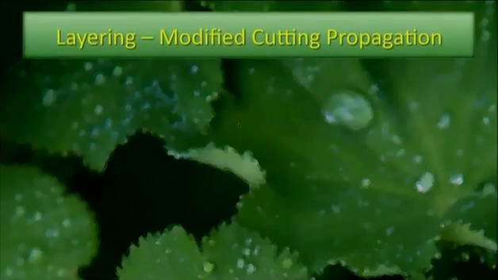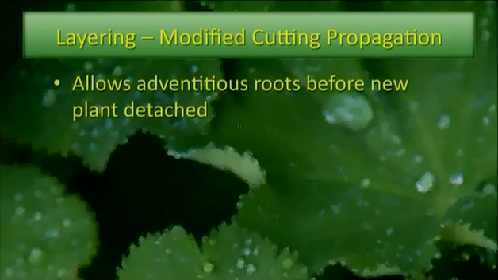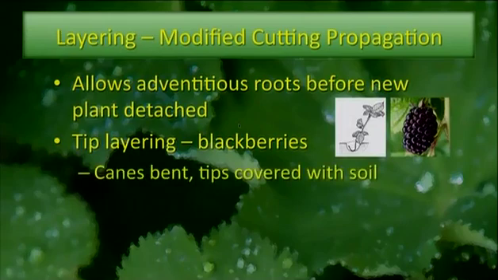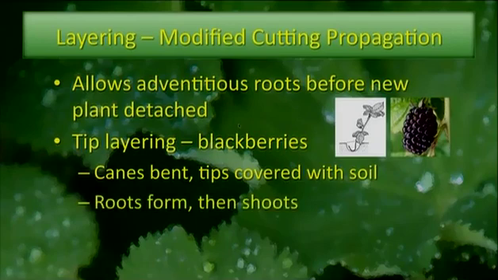Now there's a method called layering, which is a modified cutting propagation technique. It allows adventitious roots before the new plant is detached. So you have tip layering in blackberries. Other plants with a flexible stem can also be propagated this way. They bend the canes over and cover the tips with soil. Then roots form, then shoots. Some variations: you can force a stem to lie horizontally and cover it with soil at intervals, or you can pile up soil around the stems until adventitious roots grow out.